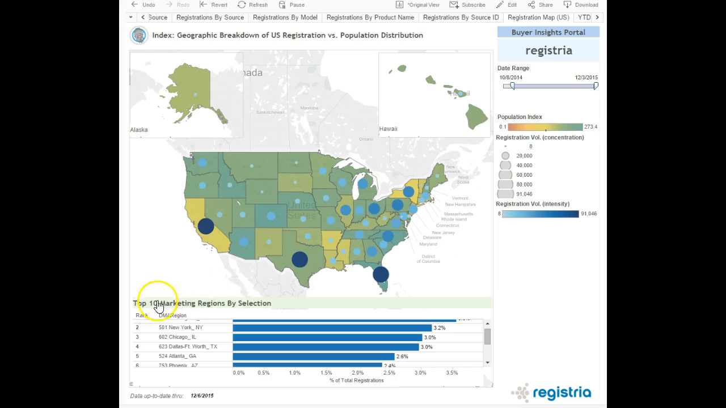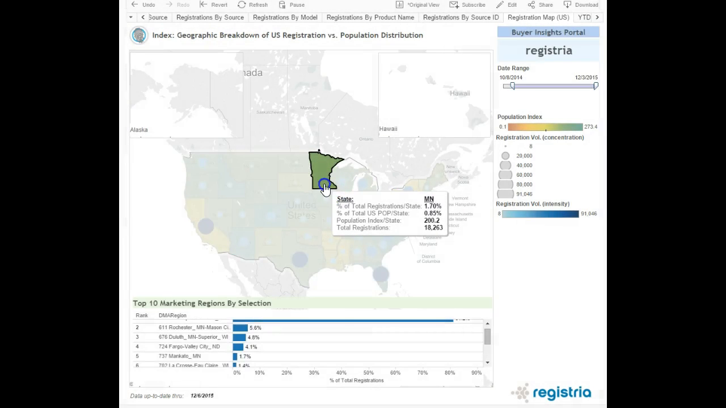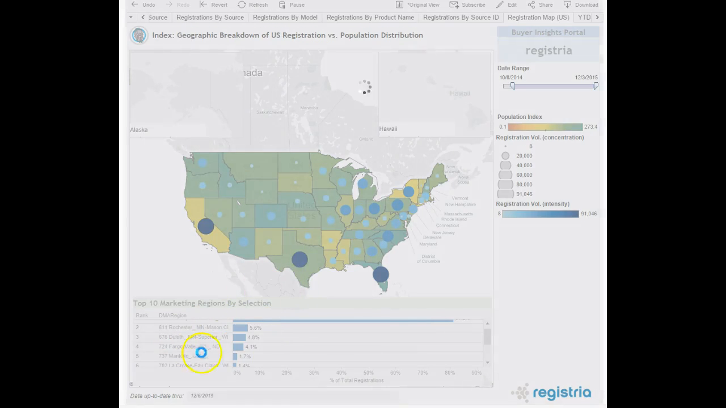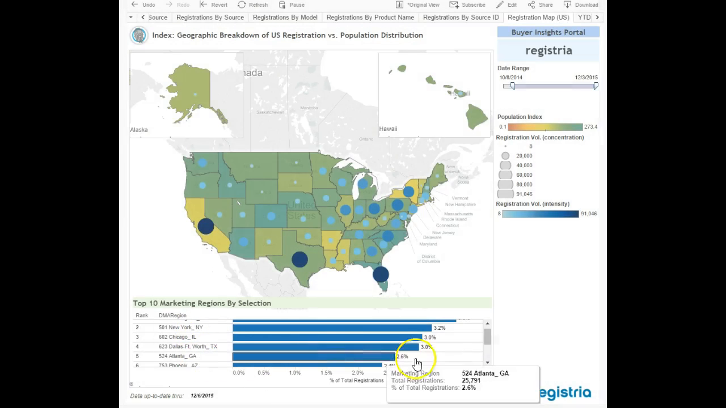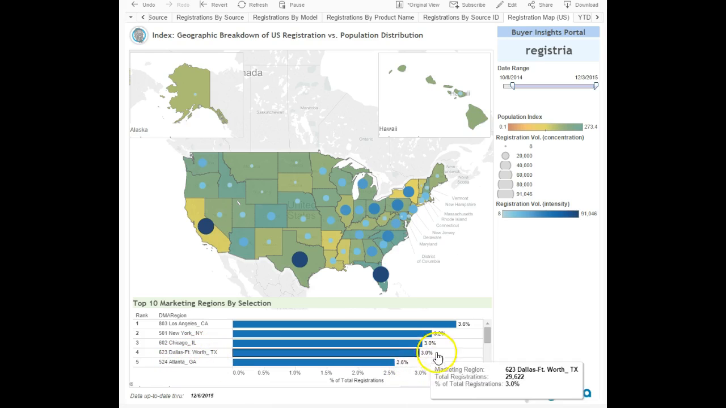So what you're going to see down below would be a representation of your top marketing regions. And this, when there are no selections made on the states, meaning you haven't clicked through on any of the states, that top 10 representation is truly a national representation of your top marketing regions. And as you can see here, with nothing selected, my top marketing regions are 803 Los Angeles, 501 New York, 602 Chicago, 623 Dallas-Fort Worth, and 524 Atlanta, Georgia.